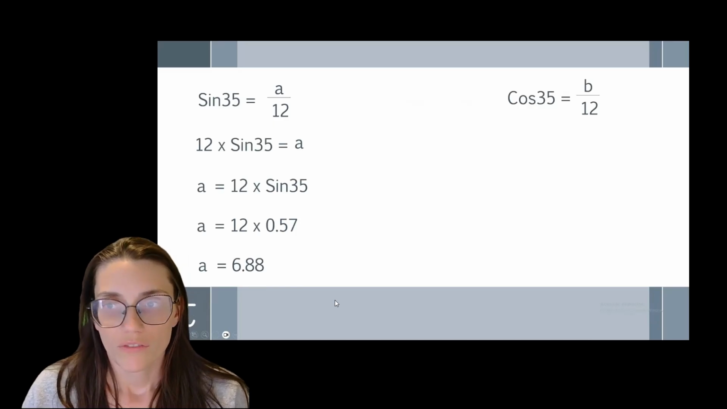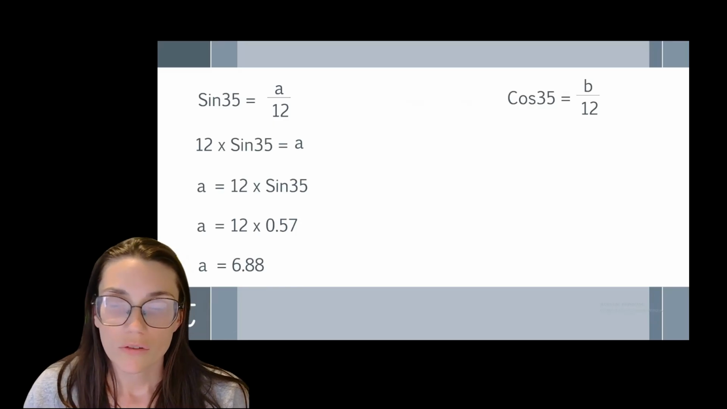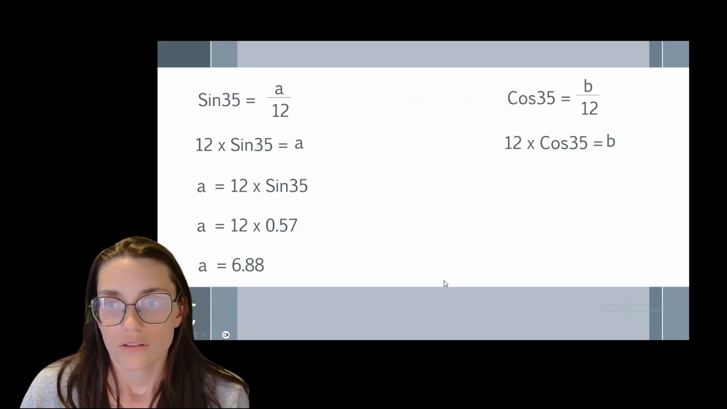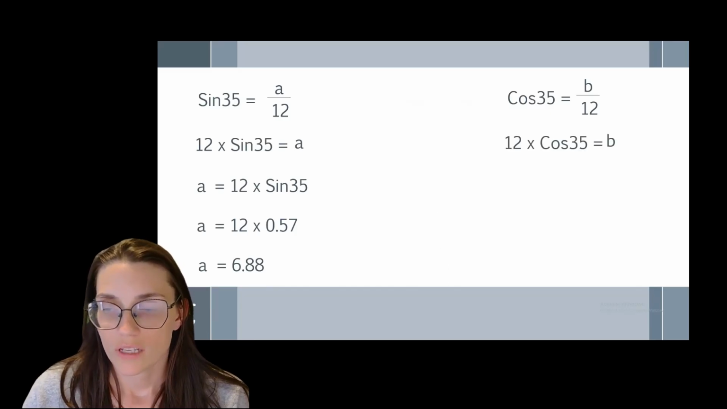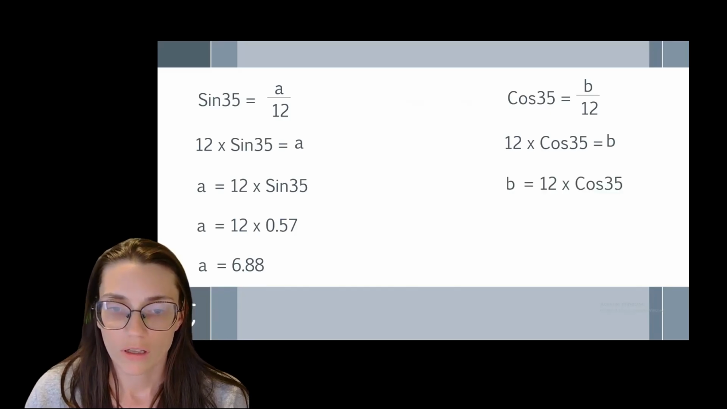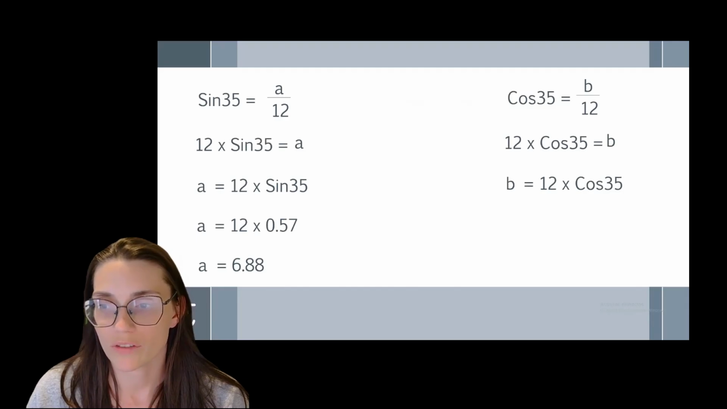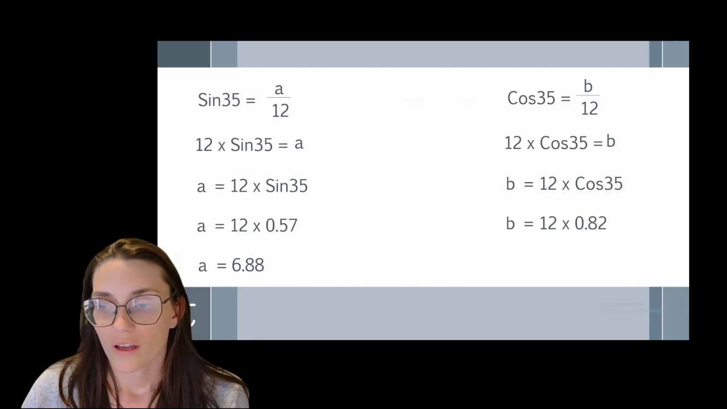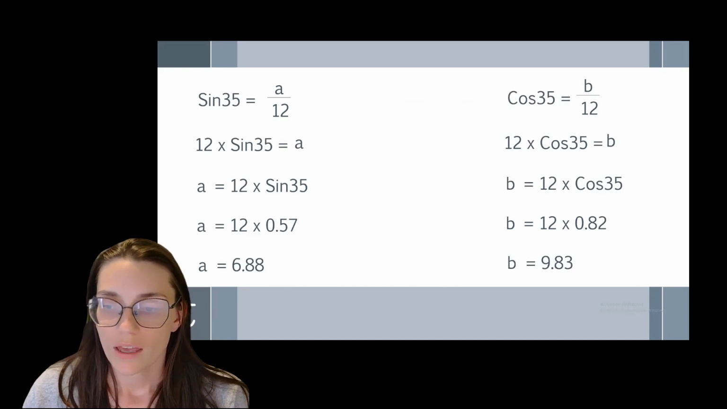Now the cosine of 35 will help us to find B, which is another easy way to do that, so we don't have to switch angles, although you could do sine of 55 and still have B over 12 if you wanted to keep the sine. So we know that if we multiply both sides by 12, then we will have B by itself, in which case B will equal 12 times the cosine of 35. And then the cosine of 35 comes out to be 0.82, and B will equal 9.83.